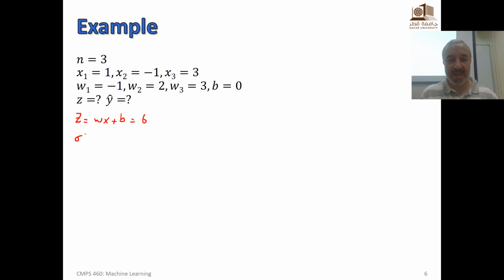Then the sigmoid of 6 would be 1 over 1 plus e to the power minus 6. What do you expect? It's very close to 1, right? Because it's on the positive side, and it will be something like 0.99. Did you compute it, actually? Any question about this? How about y hat?